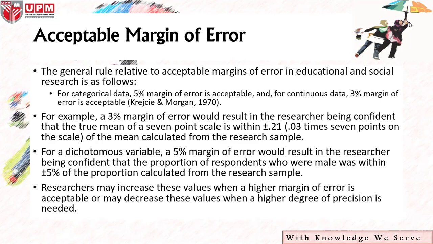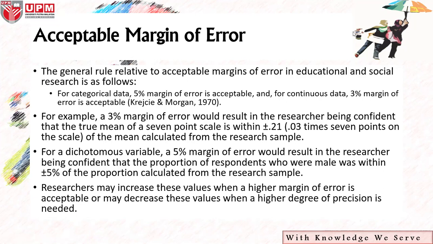If our variables are categorical variable, then we can use 5%. If our data are based on the continuous data, then we can use 3%. 3% error. Okay, so for example, a 3% margin of error would result in the researcher being confident that the true mean of a 7-point scale is within plus minus 0.21, which is 0.03 times 7 point. Okay, 0.03 ni darab dengan 7 Likert scale.